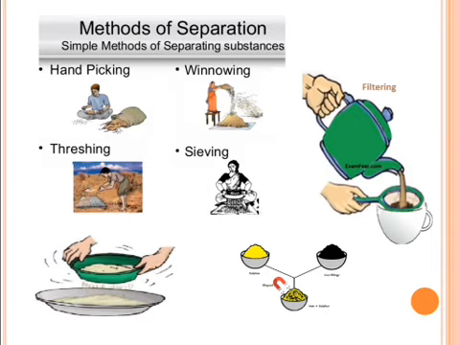Various heterogeneous mixtures can be separated into their respective constituents by simple physical methods like hand picking, winnowing, filtering, threshing, sieving, magnetic separation, etc., that we use in our day-to-day life. Sometimes special techniques have to be used for the separation of the components of a mixture.